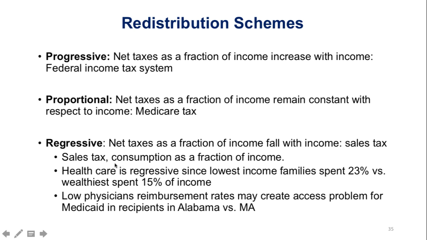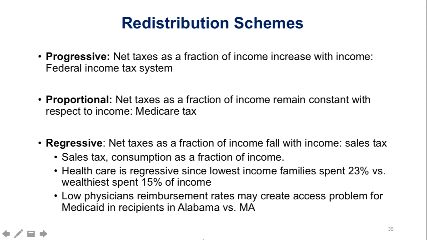For most poor people, the consumption of, for example, groceries accounts for, say, 20% of their income, while for rich people it doesn't even account for 1% of their income. So that is called regressive. Healthcare is also regressive, since the lowest income families spend 23% of their total income on healthcare, versus the wealthiest, who spend on average 15% of their income.